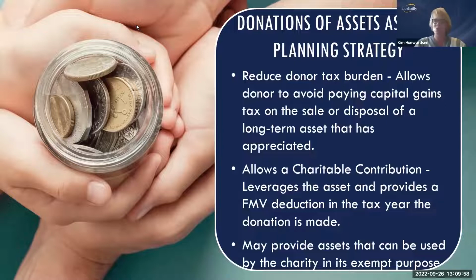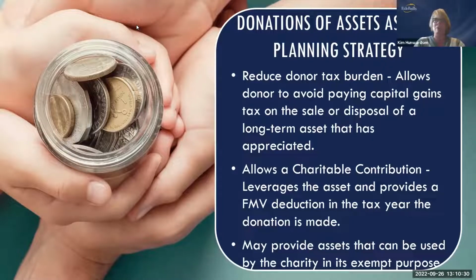Instead, if the donor donates the asset to the charity, what we're going to find is that in most cases, the charity isn't going to pay tax on that gain. So 100% of that fair market value or that sales price goes to the charity. So the deduction is higher than it would be if the donor were to sell those assets themselves. This also sometimes can provide assets that could be used by the charity in exempt purposes.